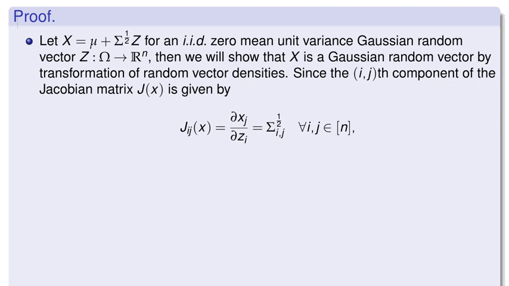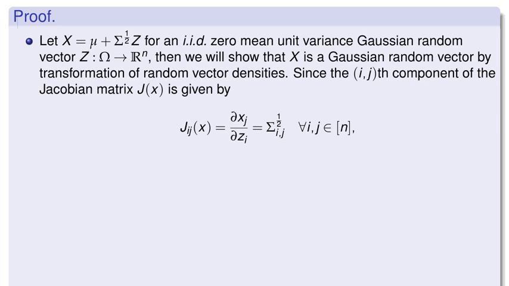Let's sketch the proof. First, assume x equals mu plus Sigma to the 1/2 times z, where z is an IID standard Gaussian vector. We want to show x has the Gaussian density using the transformation of random vector densities. The transformation is x equals g of z equals mu plus Sigma to the 1/2 z. We need the Jacobian determinant. Let's consider the inverse transformation, z equals Sigma to the minus 1/2 times (x minus mu).